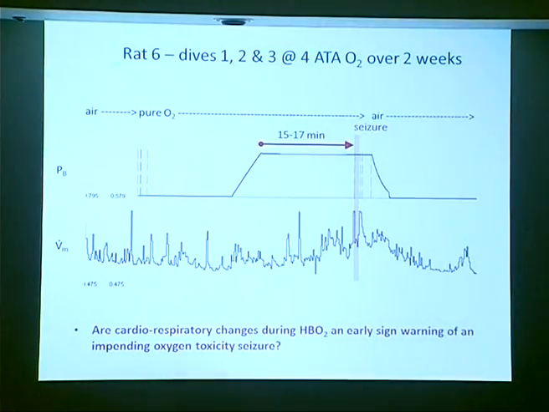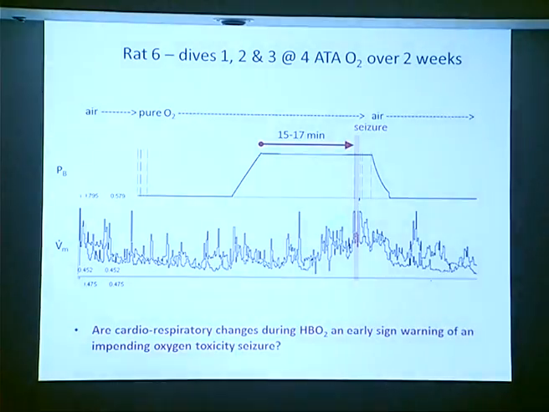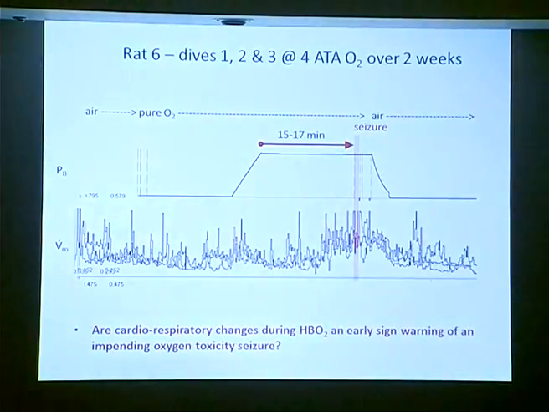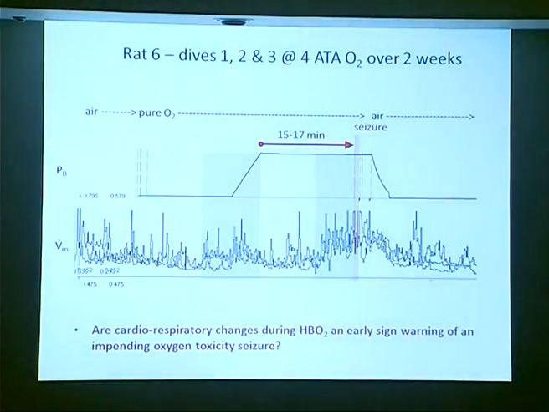If we dove a rat 3 times on, say, day 0, day 7, and day 14, so over a 2-week period, you can see here's the ventilatory response the first time, and then the second dive, and then the third dive. And so he typically sees between 15 and 17 minutes at this pressure. What you can see there is your eye can pick up ventilation starting to creep up each time before he seizes. And what you can also see is an earlier response here during compression.